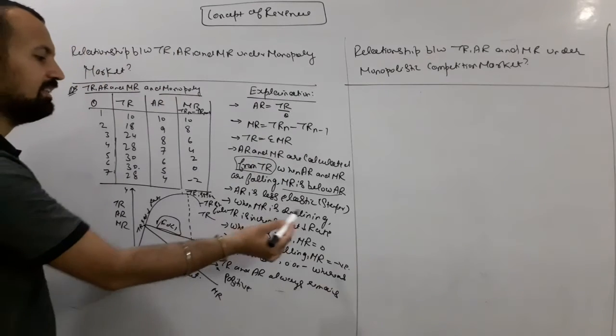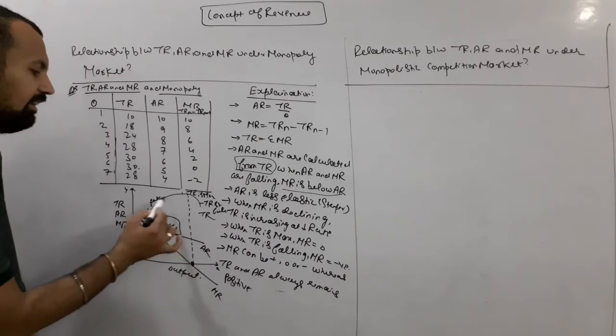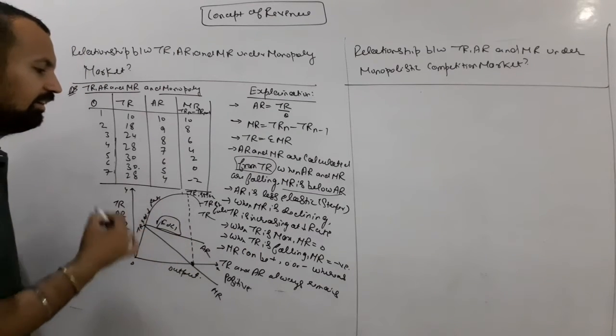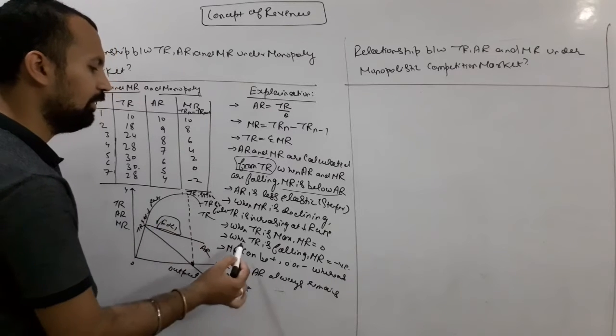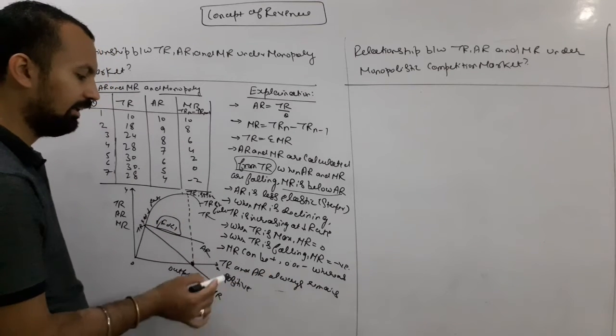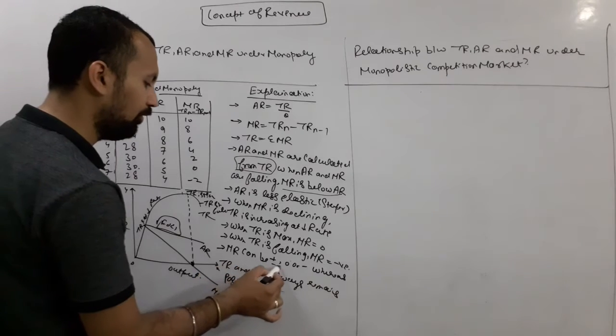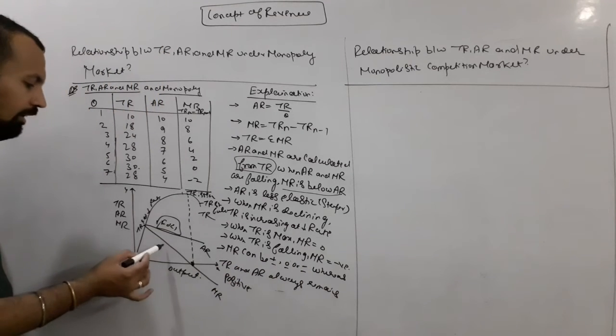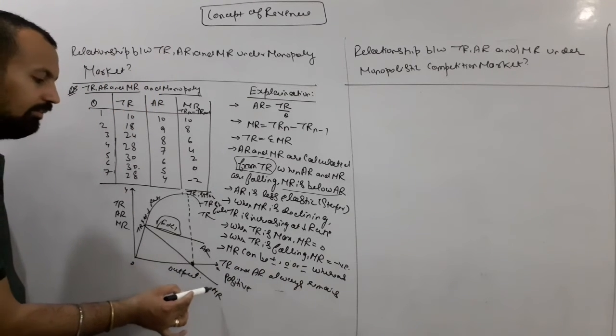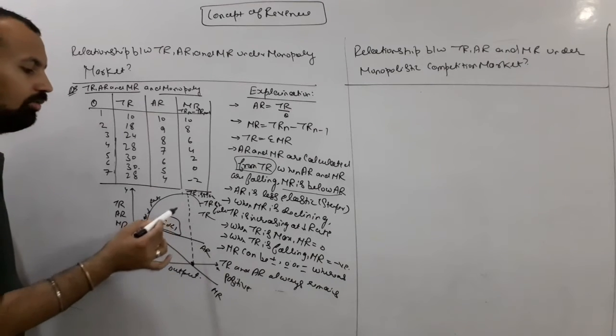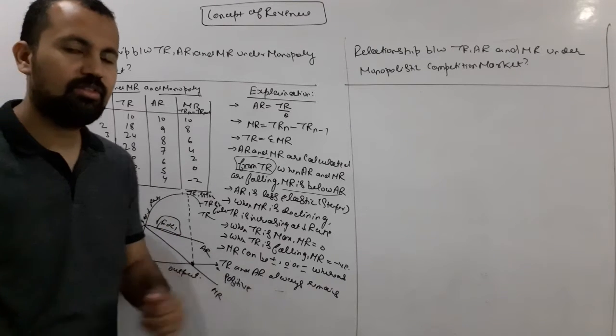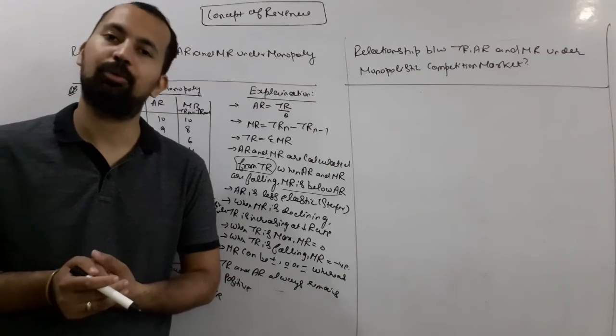Now, when MR is declining, TR is increasing at which rate? Diminishing rate. When TR is maximum, MR is 0. When TR is falling, MR becomes negative. Last situation, MR can be positive, 0, negative, whereas TR and AR always remain positive. This was the situation of TR, AR, and MR under monopoly market.